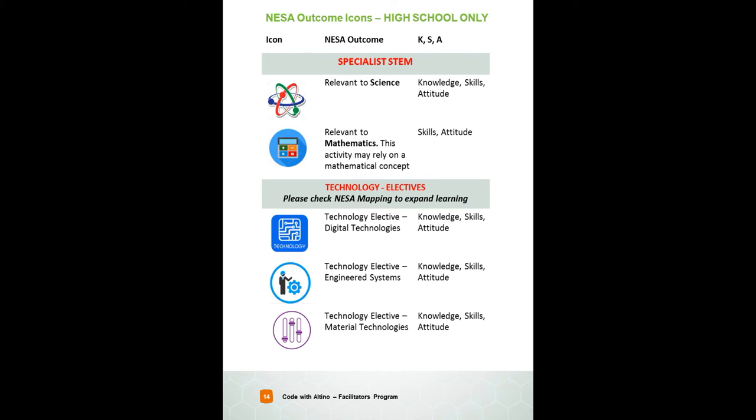So here are some more icons. They're really relevant only more to high school. So for instance, a science icon, it's a science concept. There's an icon for a mathematics concept. And then those technology electives really are only for New South Wales NESA mapping, with the digital technologies, technology elective, engineered systems and material technology. So you can easily identify if, for instance, there are exercises that are specifically only for the engineered systems elective.